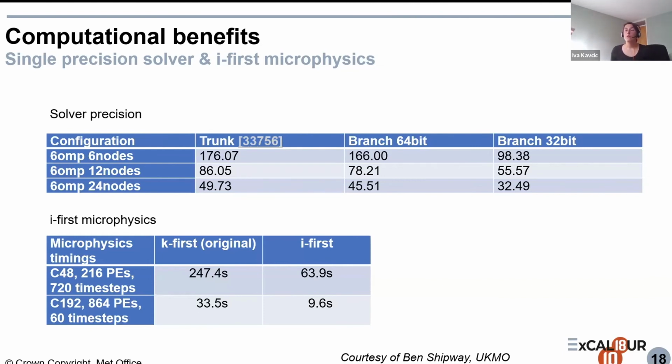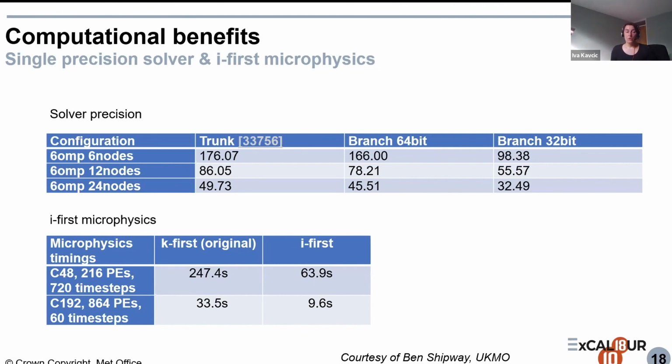So on the top one are the solver precision results. So these are, trunk is the LFRic trunk at a certain revision. And there are results with different number of OMP threads and on different number of nodes. And as it can be seen from the results, again, courtesy of Ben, the 32-bit implementation of precision leads to quite good performance gains. The difference between trunk and 64-bit branch are the improvement in science, not in precision.